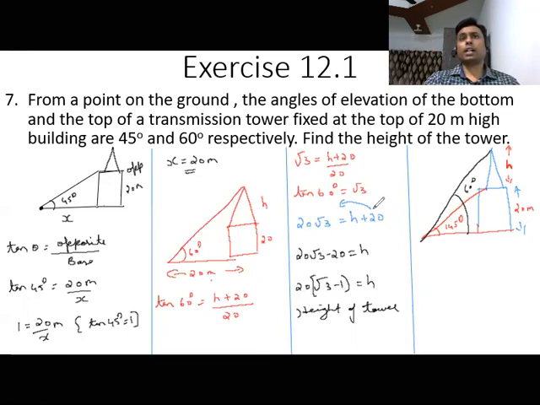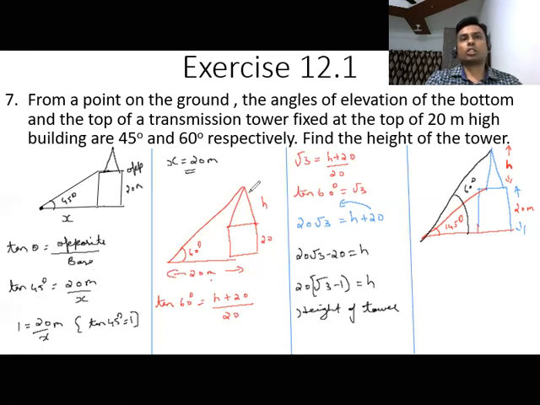So very simple. Understand the question carefully. You have a building, and on top of the building is the tower. Building is 20 meters, and on top of that we have a tower of height h. So the initial angle is 45 degrees from the bottom of the tower. Bottom of the tower is the top of the building. Remember that the bottom of the tower is the top of the building. So building height is 20 meters. You can find the distance from the building. That is, tan theta is opposite by base. Distance is x. x will become 20 meters.